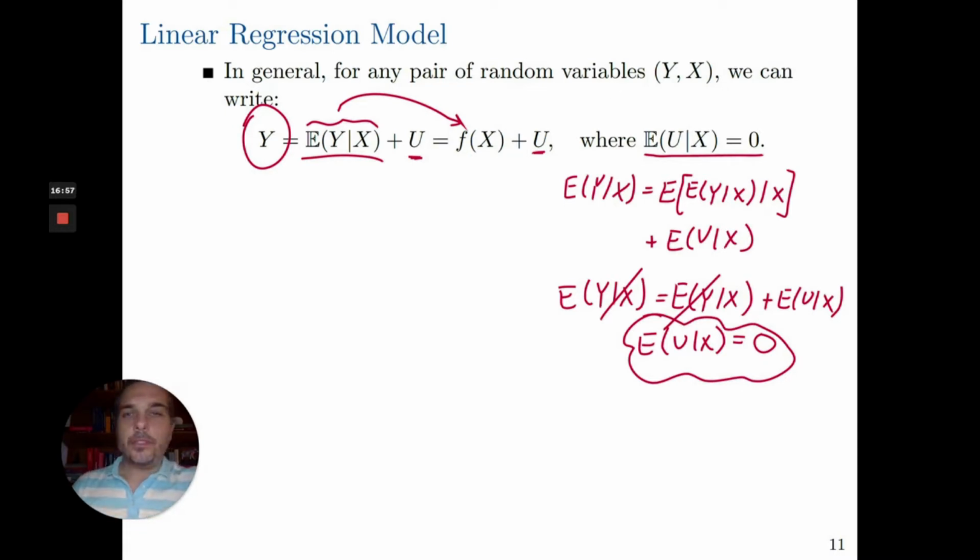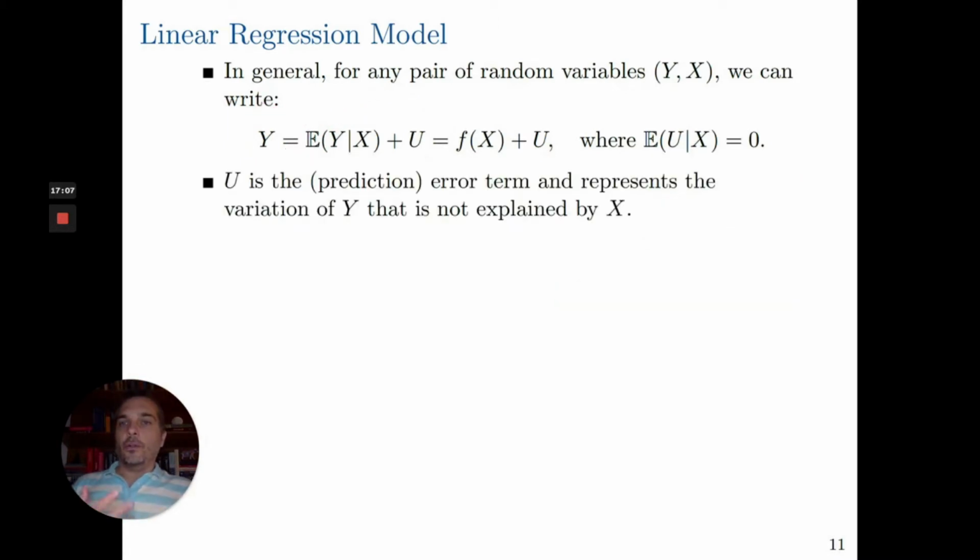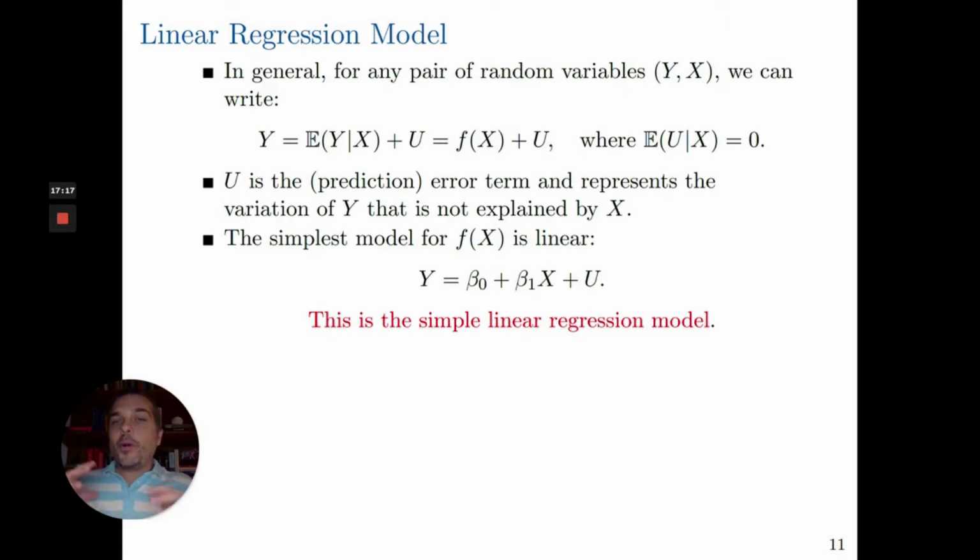Okay, so this is a well-known result. The only thing we need is that conditional expectation here to exist, right? So what's u? U is the prediction error that represents the variation of y that's not explained by x. Okay? What's the simplest form of f of x that we can imagine? Linear. So let's start with a linear model. So y is a linear function of x. This is the simple linear regression model.